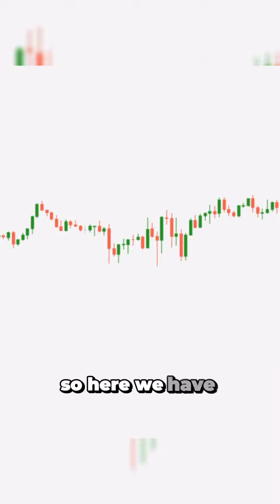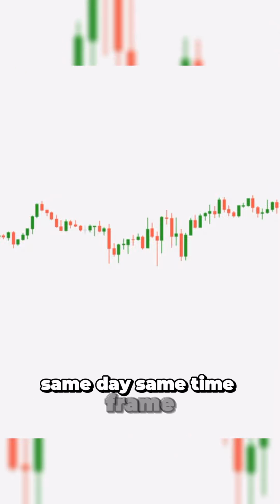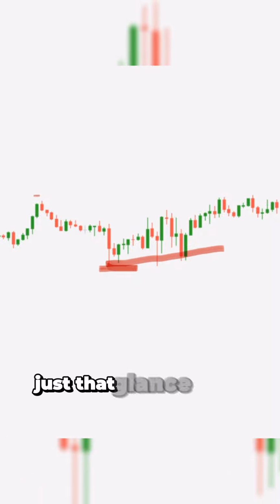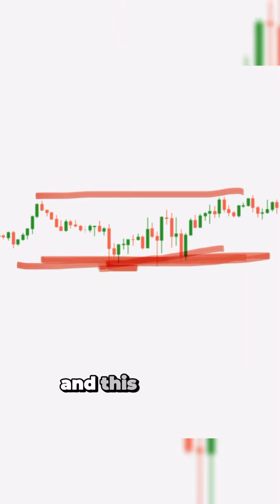So here we have a 15-minute chart, same day. So you've got your London lows here. Here's your sweep, all right? And honestly, you can just see it at a glance. We're in a channel here, and this is just a consolidation channel.